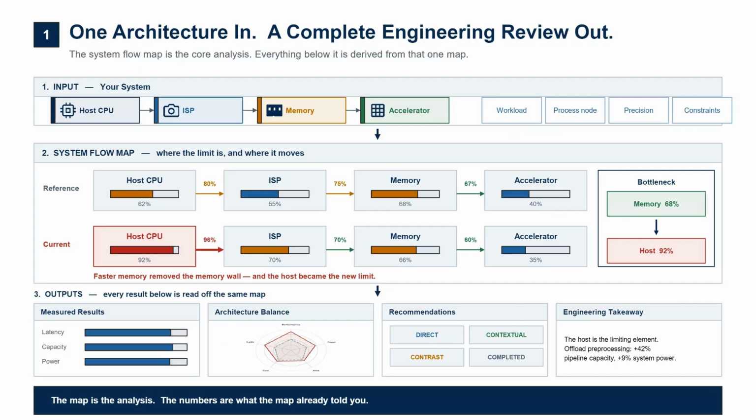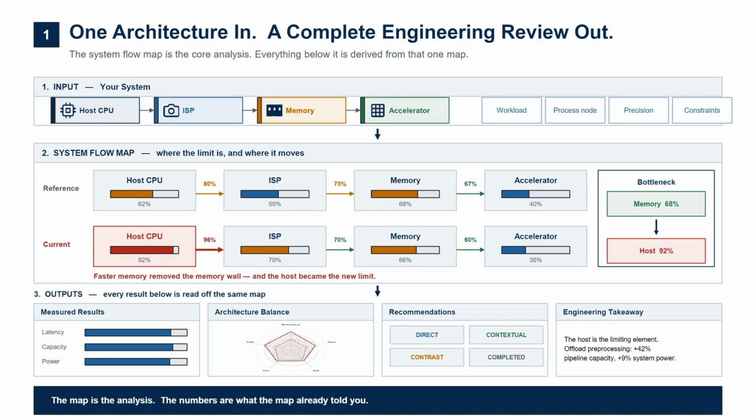Let me begin with what the platform actually does. You provide the architecture to be evaluated, including the host CPU, memory system, accelerator, workload, process node, numerical precision, and design constraints. PPACT Studio then constructs a system flow map. The platform does not treat CPU, memory, and accelerator metrics as isolated numbers. It evaluates them as an interacting system of engineering trade-offs. From the same analysis, it produces measured results, architecture balance, recommendations, and an engineering takeaway.